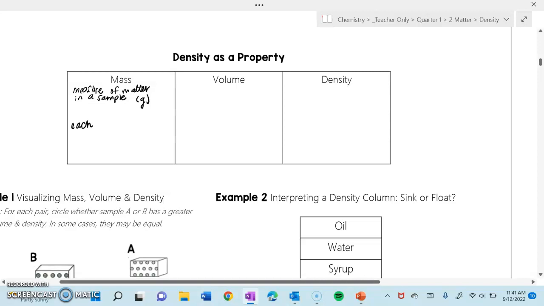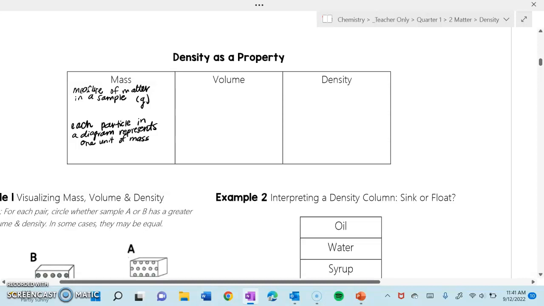So let's make a note of that. Each particle in a diagram represents a unit of mass. That will be helpful when we're looking at example 1. 1 unit of mass. Okay.